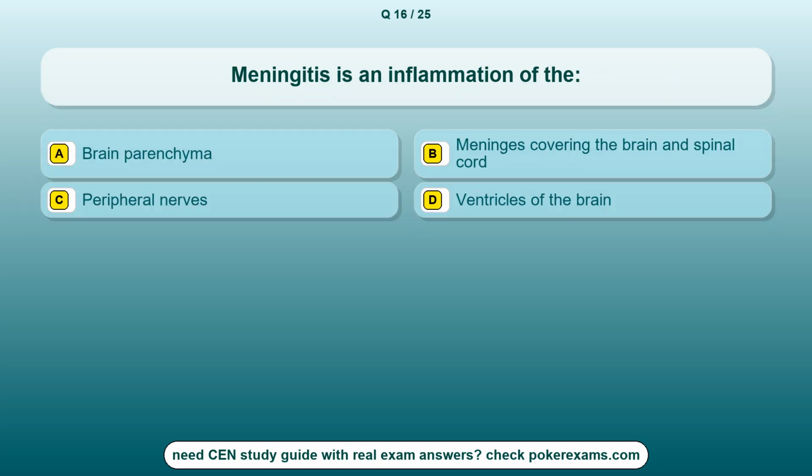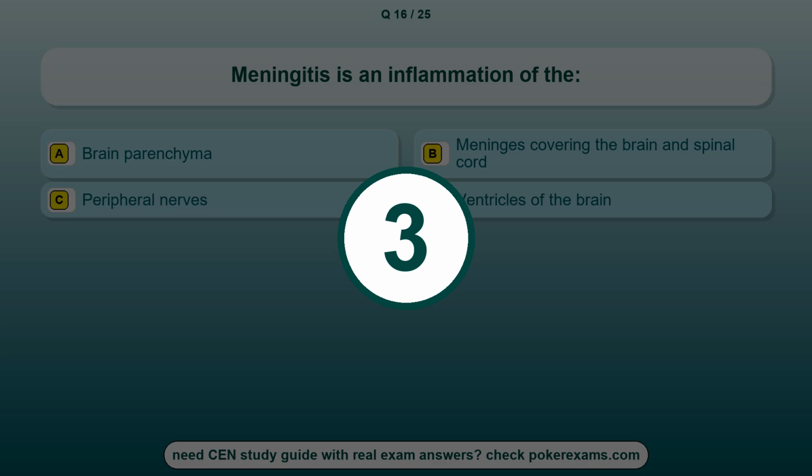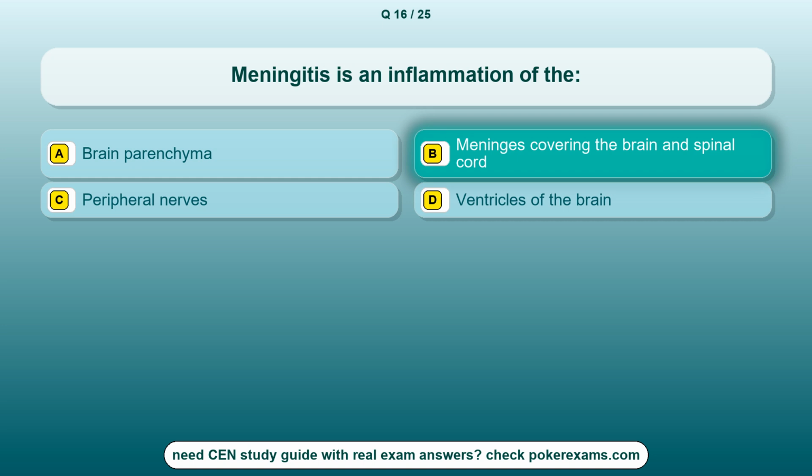Question 16. Meningitis is an inflammation of the option A, brain parenchyma. Option B, meninges covering the brain and spinal cord. Option C, peripheral nerves. Option D, ventricles of the brain. The correct answer is option B, meninges covering the brain and spinal cord.